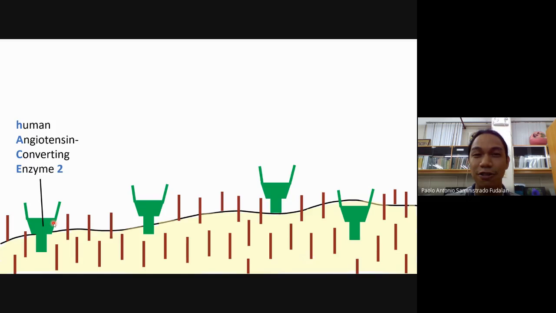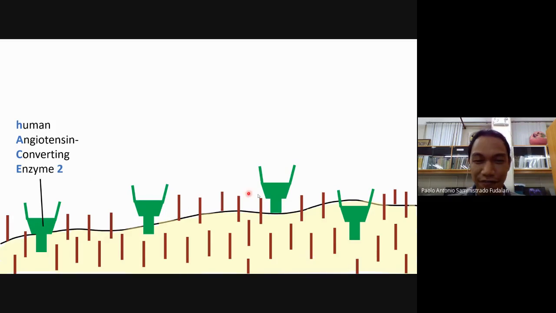It is a vasodilator. Okay, so ang vasodilator, instead of constricting your blood vessel, it will make the pathway in the blood vessel bigger by relaxing the muscle around the blood vessel. So again, the work of the ACE2 is to convert angiotensin 1, which is a vasoconstrictor, into angiotensin 2, which is a vasodilator. So that's a good work, no?